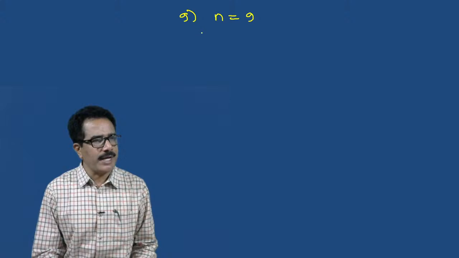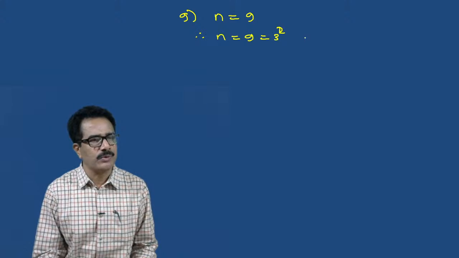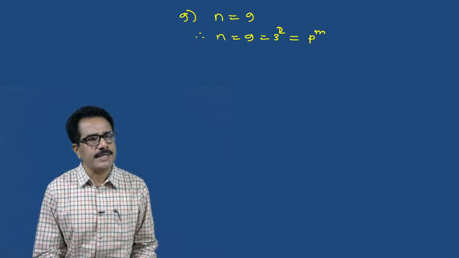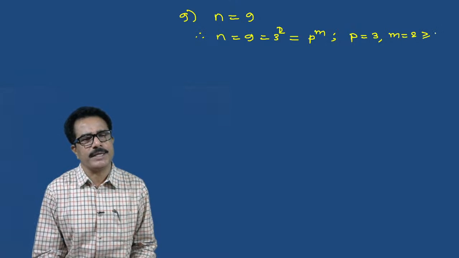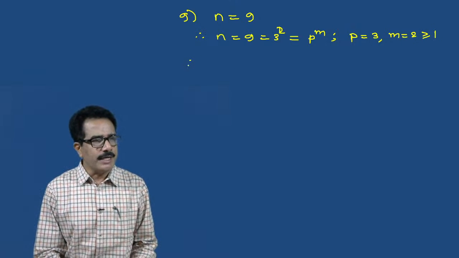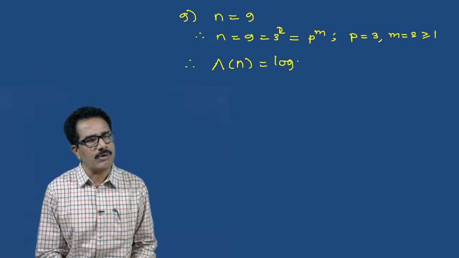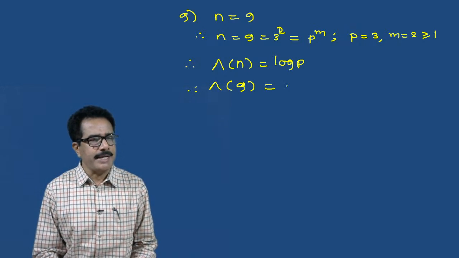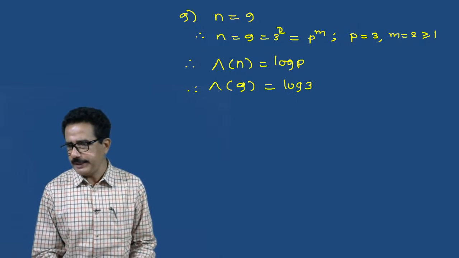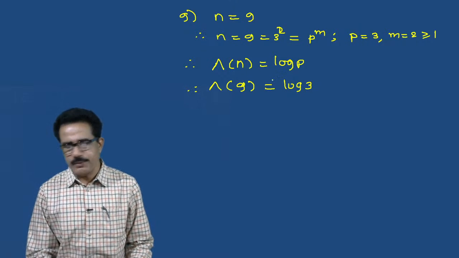For n is equal to 9, therefore n is equal to 9, that can be written as 3 raised to 2, which is of the form p raised to m. So here p is equal to 3, m is equal to 2, which must be greater than or equal to 1. Therefore, according to the Mangoldt function, lambda of n is equal to log of p. Therefore, lambda of 9 is equal to log of 3. Log of 3 comes, log of 3, okay.